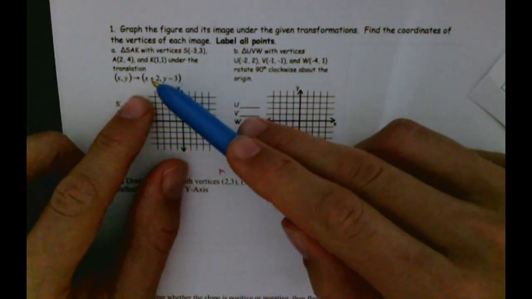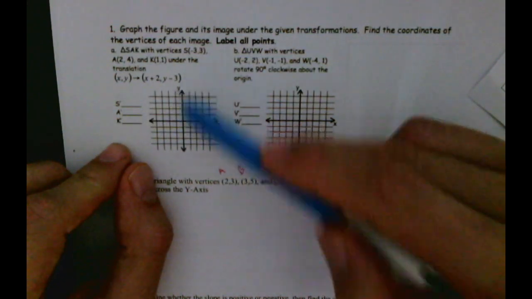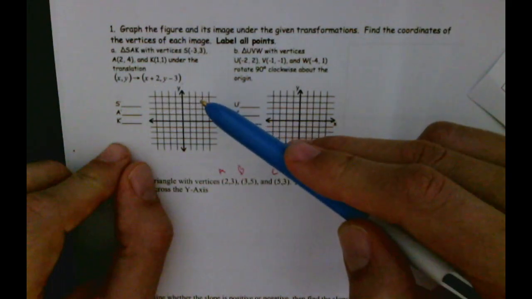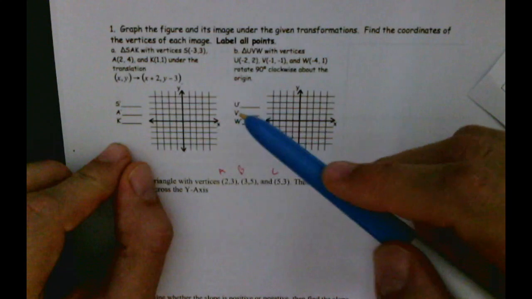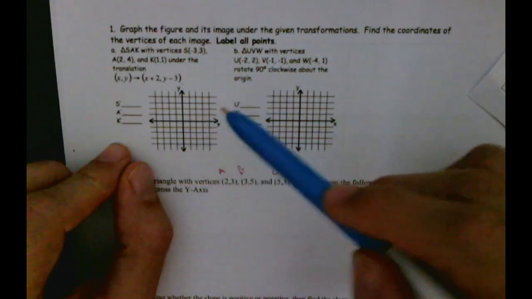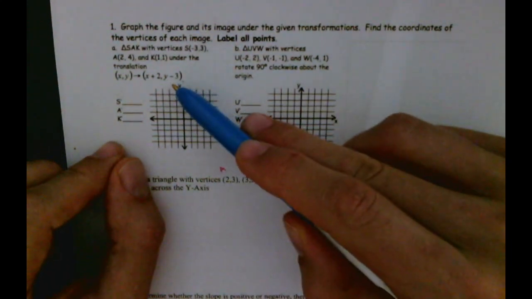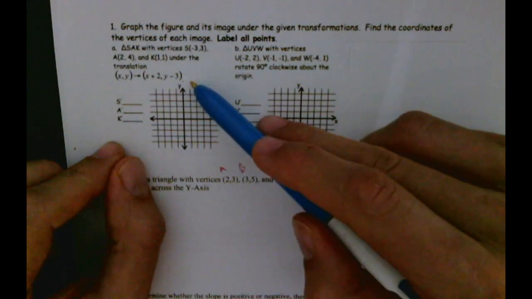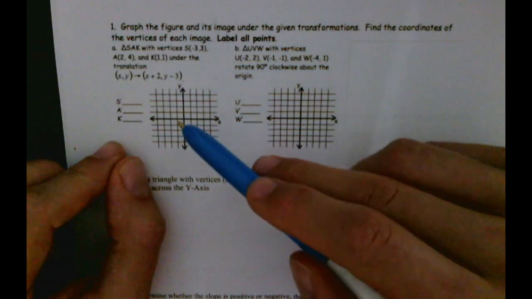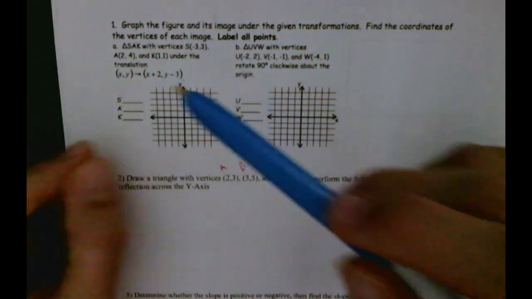If you remember, X means going left and right, and Y means going up and down. So if it says X plus 2, on a number line that is positive, so you're going to be going right 2. Then you'll be translating it, Y minus 3, so you'll be going down 3. So you'll be going right 2 and down 3.